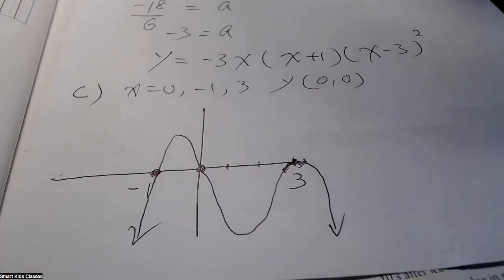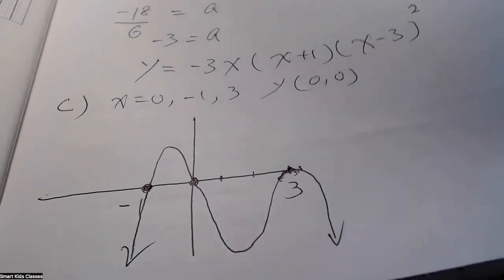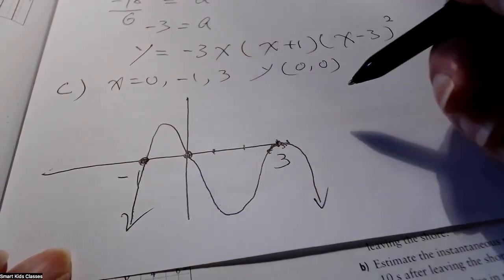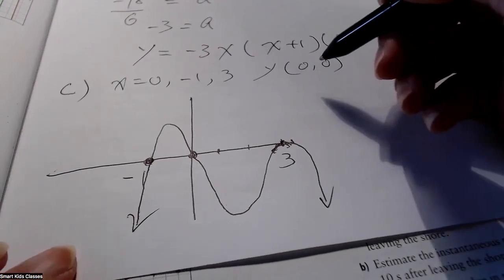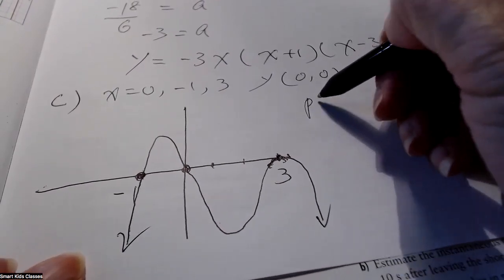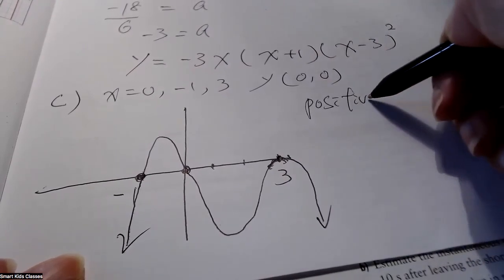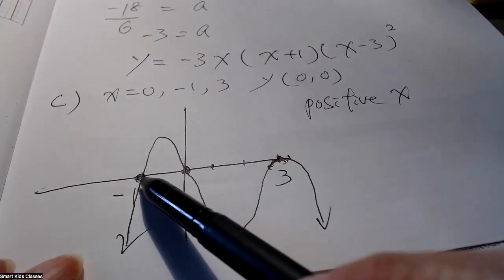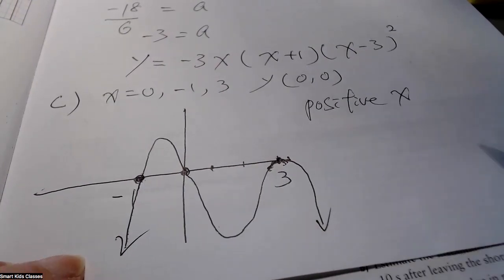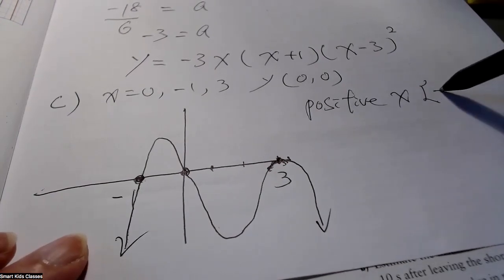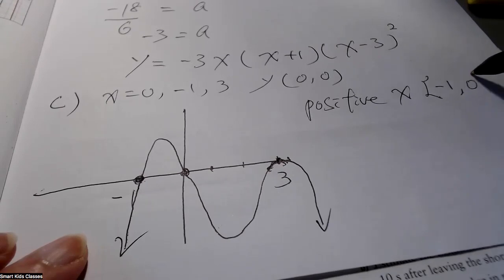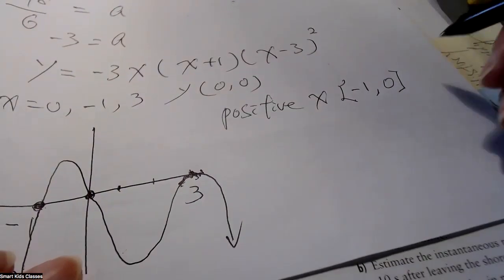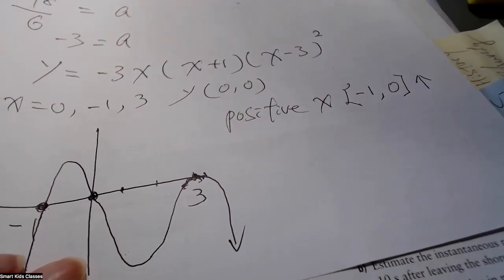Now part C is also asking you to find the interval that's increasing and decreasing. Now we're going to find the interval where it is positive, for increase. So we're going to write the positive x interval. You can see it's only from negative 1 to 0. So we're going to write negative 1 and 0. So this is a positive function. It's an increasing function, so we put an arrow going up.